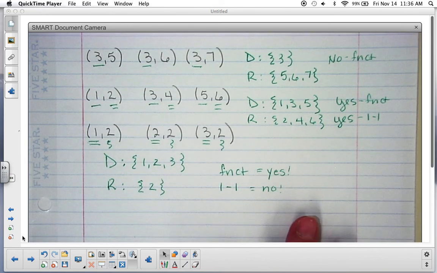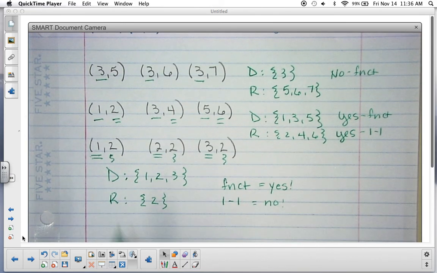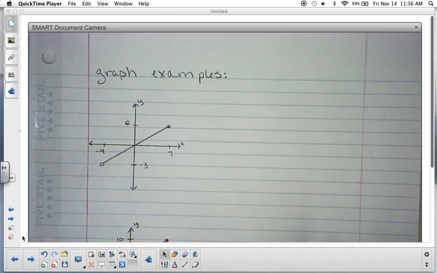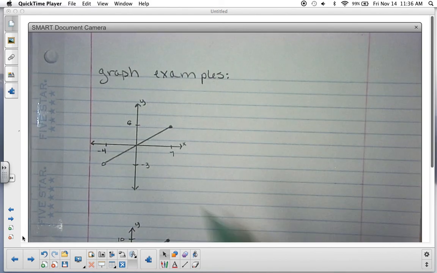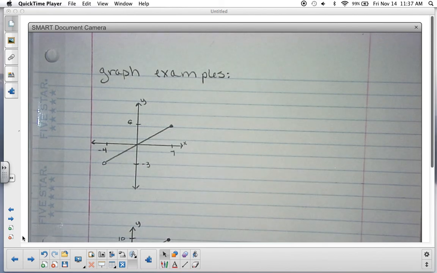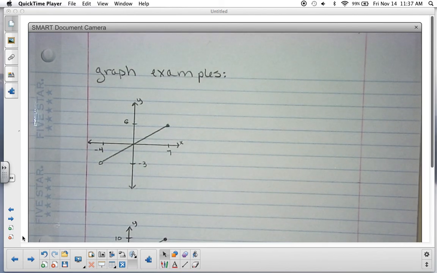All right, so those are examples of finite sets where you just have a couple ordered pairs and it's very easy to look at the numbers and decide if they repeat or they do not. They may also give you something different, which is an example like this, which is a graph. So instead of just having a couple ordered pairs, they're talking about this entire graph and they ask you those same questions about domain, range, function, and one-to-one.